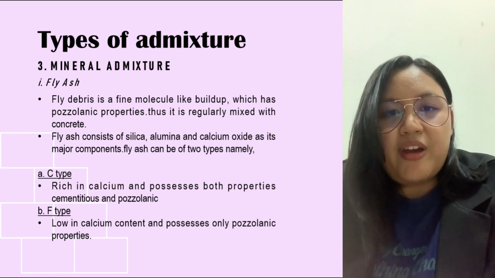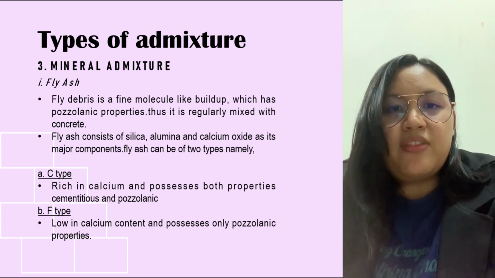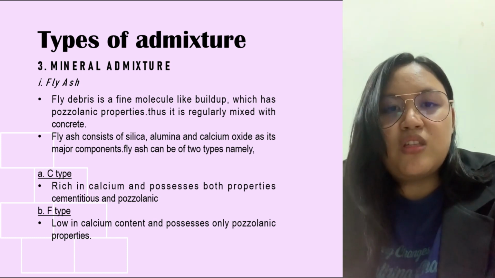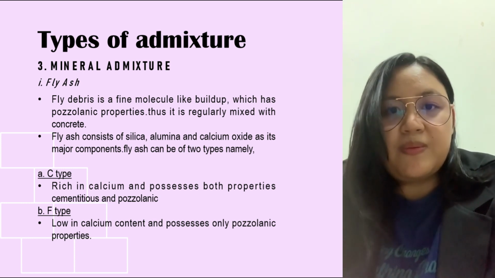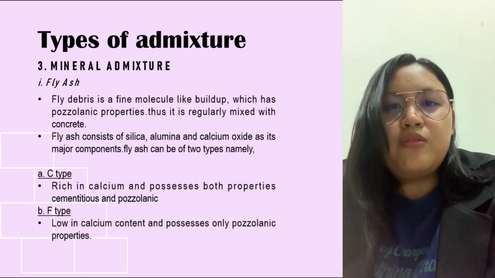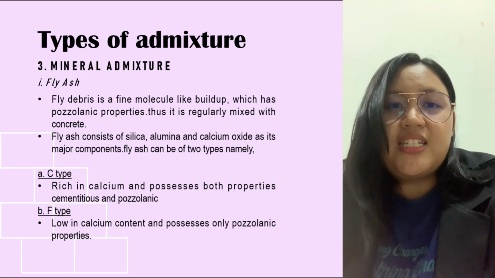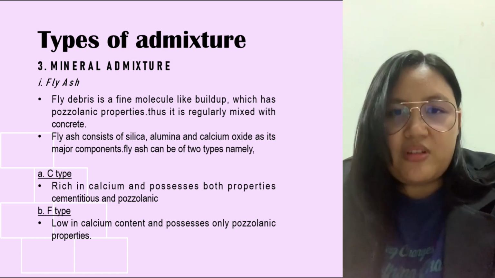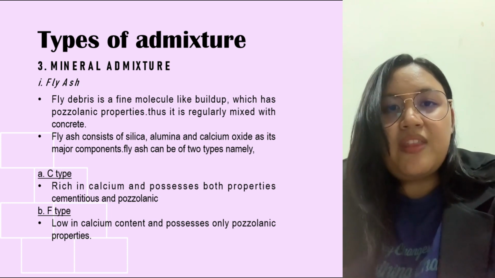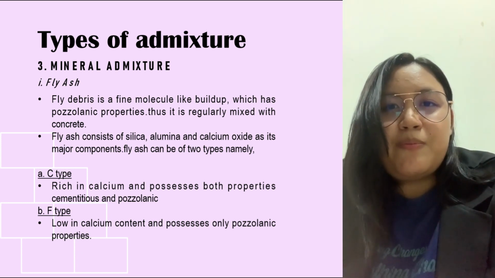Fly ash is a very fine powder-like residue which has pozzolanic properties. Hence, it is often blended with cement. Fly ash consists of silica, alumina, and calcium oxide as its major components. Fly ash can be of two types. The first one is C-type. C-type fly ash is rich in calcium and possesses both cementitious and pozzolanic properties. Next one is F-type. F-type fly ash is low in calcium content and possesses only pozzolanic properties.